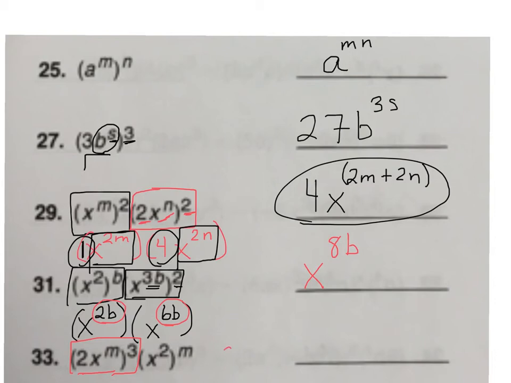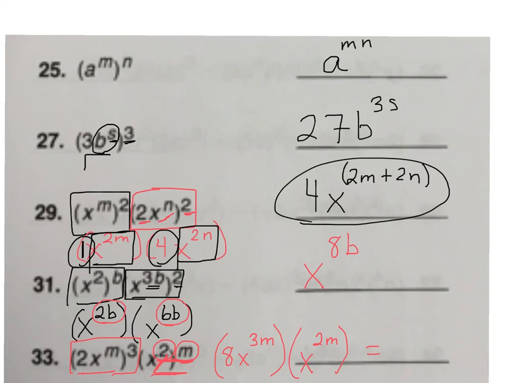So I've got 8x to the what power? 3m. Yeah, you want to say the number first, 3m. And then right here, I've got x squared to the m power, so that's going to be x to the what? 2m. Because you just multiply a power raised to another power, you just multiply them, 2m.